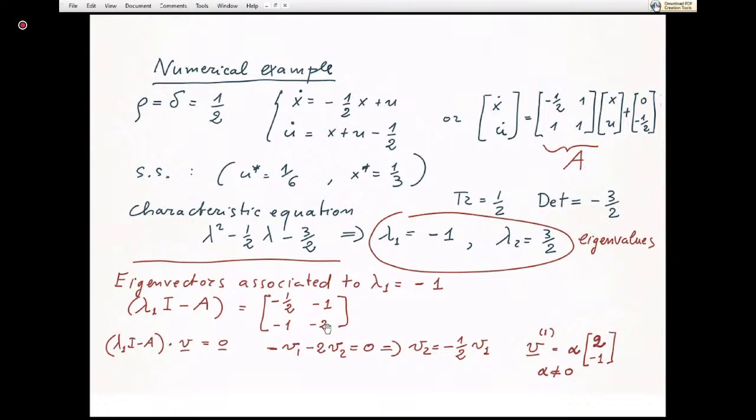So the two equations, of course, are equivalent to one another. We can just use one. Minus V1 minus 2V2 is equal to 0, so V2 is equal to minus 1/2 V1. So V, the first eigenvector, corresponding to the first eigenvalue, is alpha times (2, minus 1). That should be clear. The notation should be clear, right? Because there are infinitely many, but they belong to the same line in the plane. So we can write them in this way, which means the second component must be minus one half of the first component.